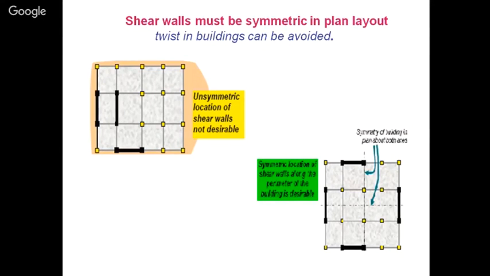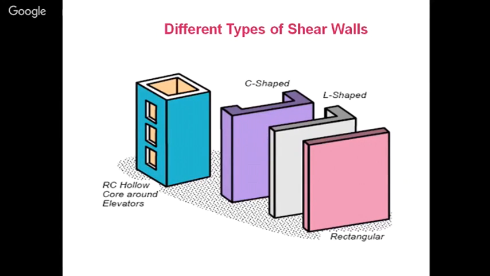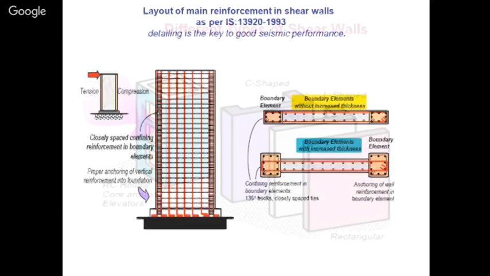This is the configuration of the building that is suggested, that you are supposed to keep the shear walls symmetric all around the periphery. Even if you are using them inside, the stiffness of the shear walls should be the same in both the directions. These are some of the configurations we use: C-shaped, L-shaped, rectangular, RC hollow around the elevators. Because in the case of elevators, the stiffness of that particular shear wall is the same in all the four directions.